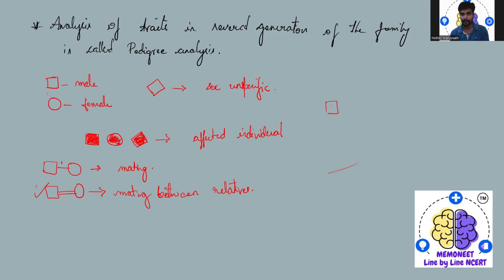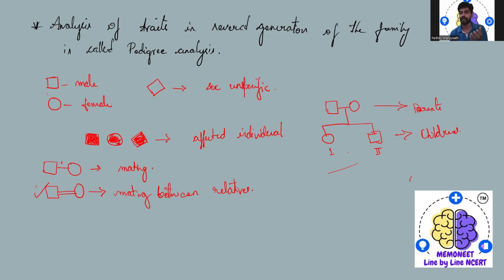If I write like this, what does it indicate? It indicates that these are the parents, and their children. To know who was the first and who is the second, the order of birth will be from left to right. So this will be first and this will be second. I mean the child. So the first child will be the female and the second child will be male.